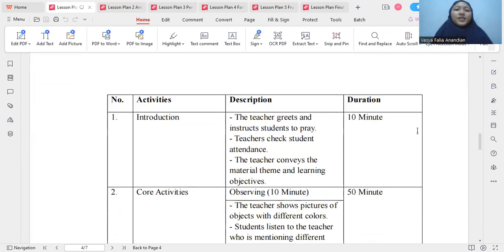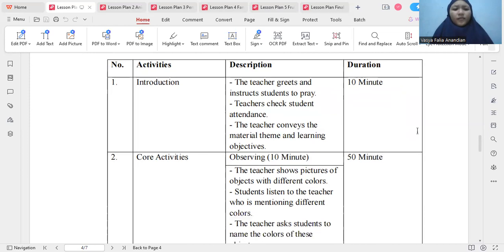So the activities first are the introduction, description. The teacher greets and instructs students to pray. The teacher checks student attendance. The teacher conveys the material theme and learning objective. The duration or allocation time is 10 minutes.